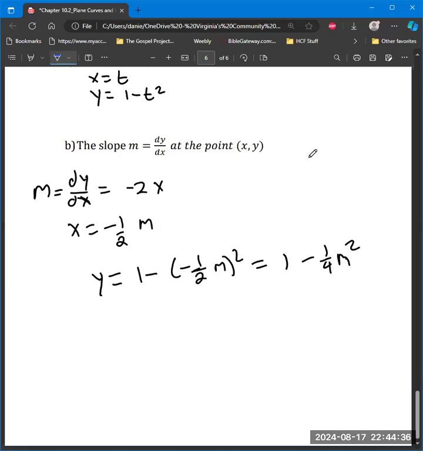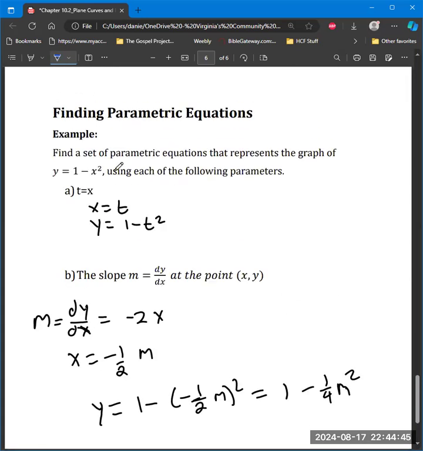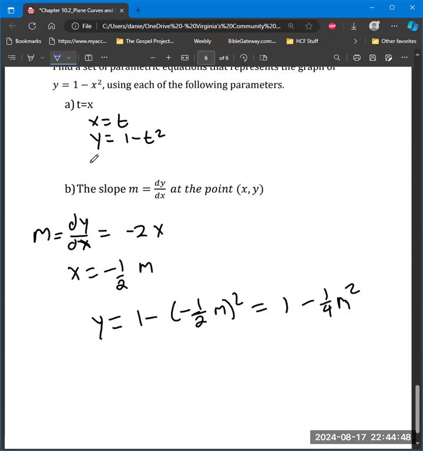Now we want to use the letter m to represent the slope dy/dx at the point (x, y). So let's find our first derivative of this function here. dy/dx is equal to negative 2x, meaning that we can write m is equal to dy/dx is equal to negative 2x. So that makes x equal to negative 1/2 m.